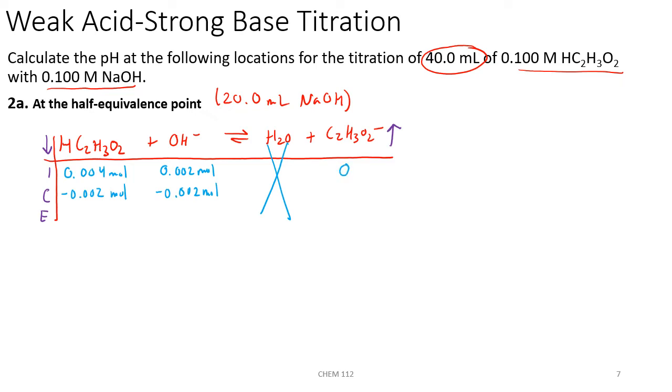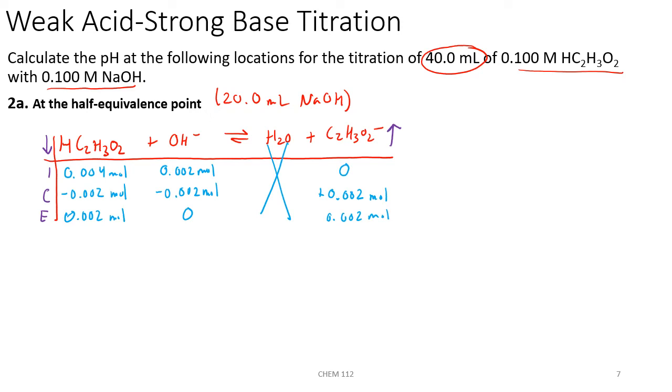Initially, we had no acetate anion, we're assuming, and it's being formed every time a mole of hydroxide removes a hydrogen ion and forms water. So we're going to have plus 0.002 moles of our acetate anion. Our equilibrium then would be 0.002 moles of acetic acid left over. No moles of hydroxide ion remain. They've all been reacted away. And we formed 0.002 moles of acetate.